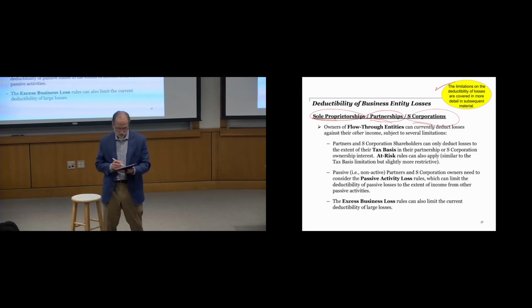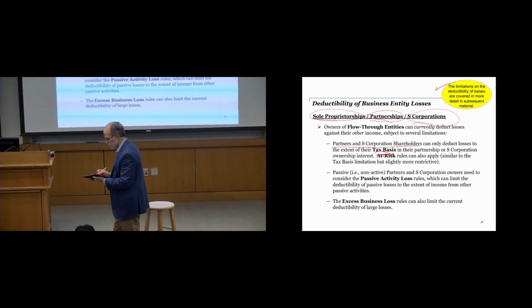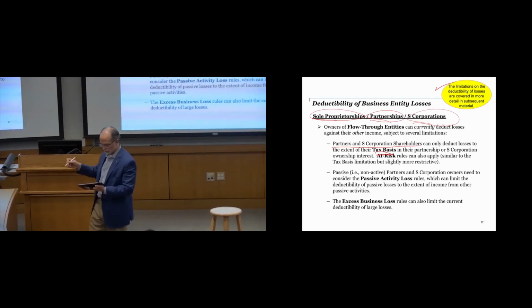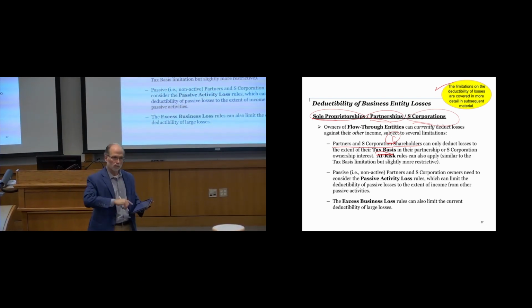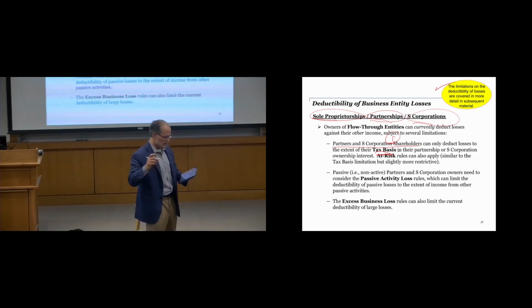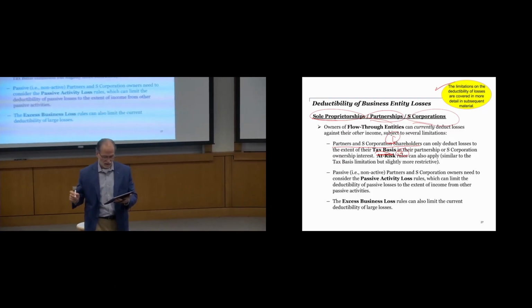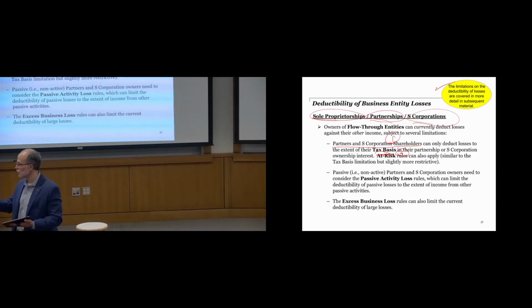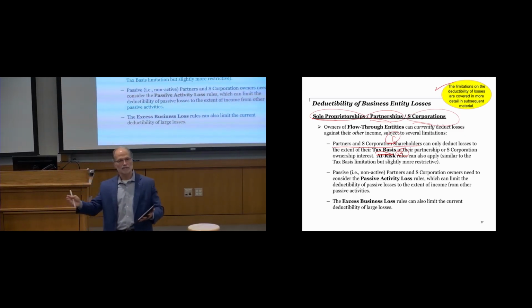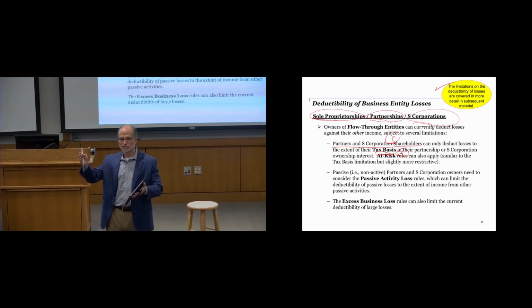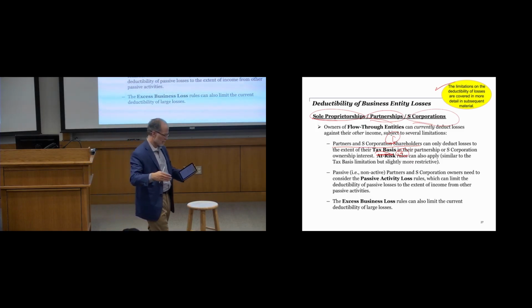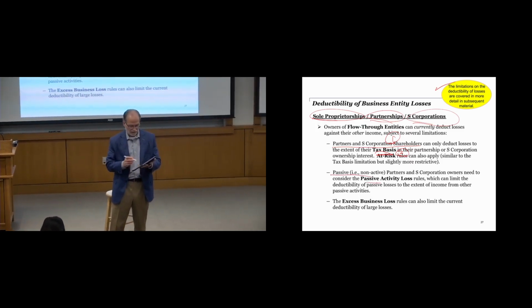Okay, so the partners and S corporation shareholders can only deduct losses to the extent of their tax basis in their partnership or S corporation interest. That's the first hurdle, tax basis. Again, we'll cover this in detail when we get there. The second hurdle is what is called at-risk rules, and those are similar to the tax basis rules, except they're a little more expansive. That's why I put them as the second hurdle. Something that clears the first hurdle of tax basis might be trimmed a little bit in the second step on at-risk. Okay, and then lastly, passive activity loss rules.